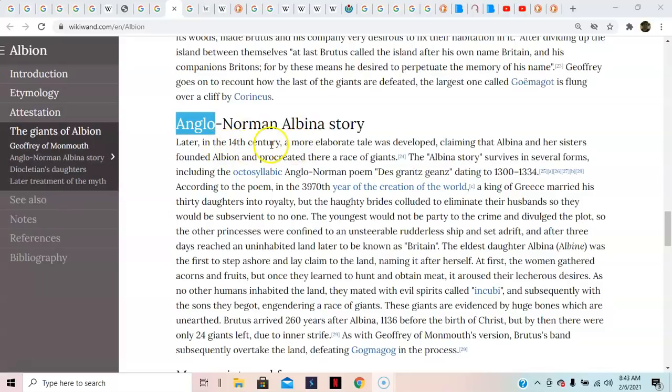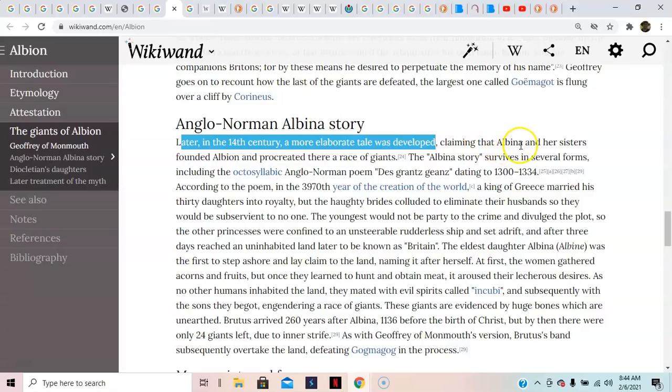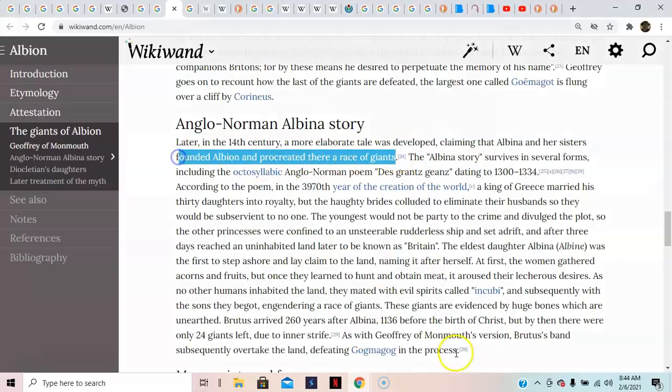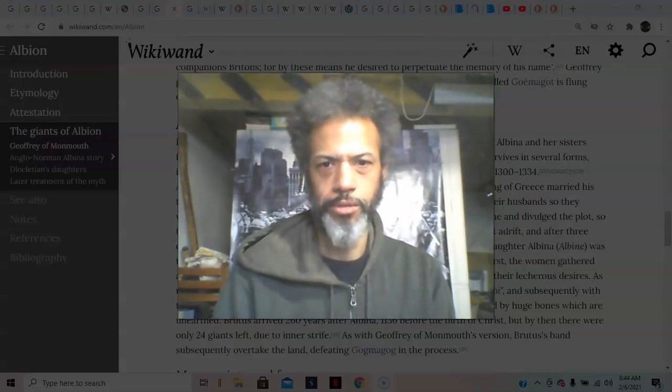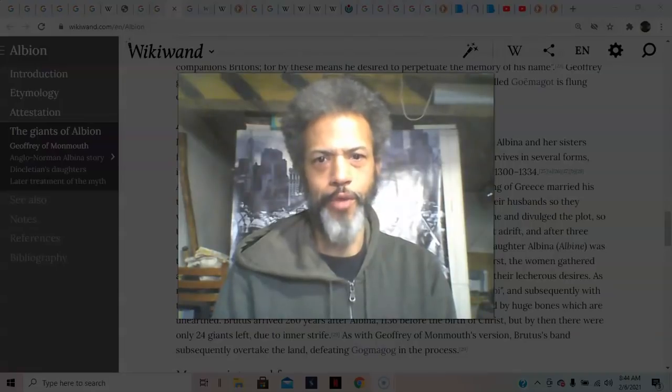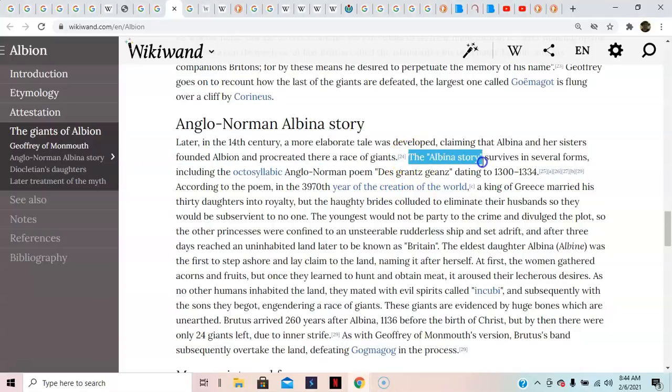Later, in the 14th century, more elaborate tellings were developed when the liars came out to lie. Lies come out to lie. They claim that Albina and her sisters found Albion and procreated with a race of giants. Now imagine you were sitting behind the Caucasus Mountains and you were like, you know what would be a good story for this? If they was caught fucking giants like we were. So, giant fuckers came out with a story of somebody was fucking giants just like we were, right?